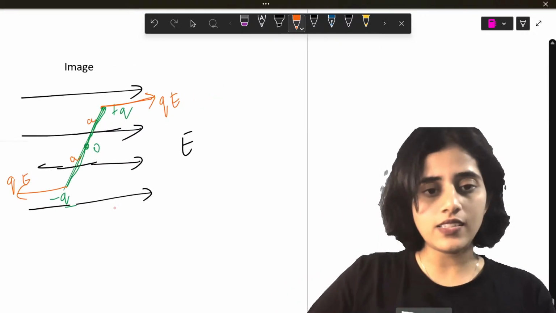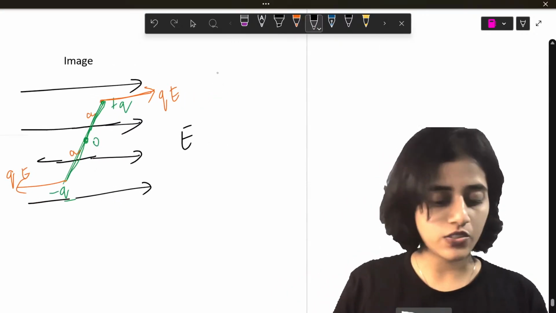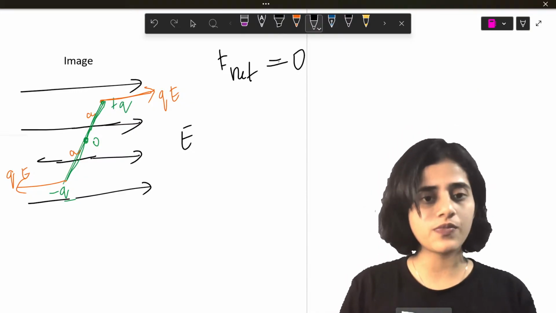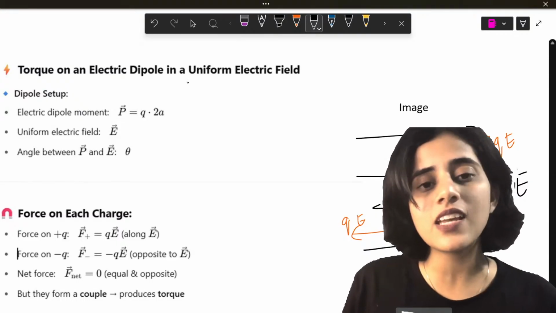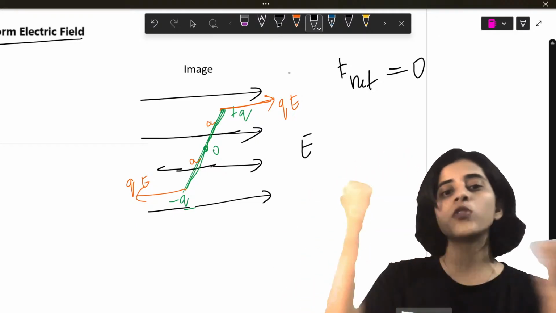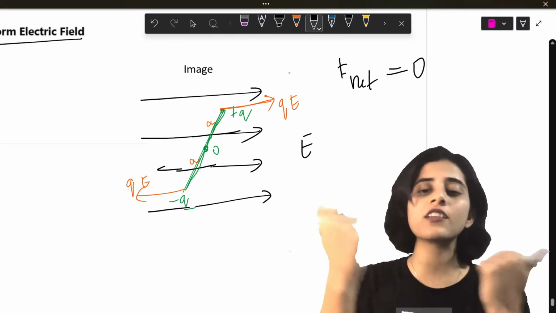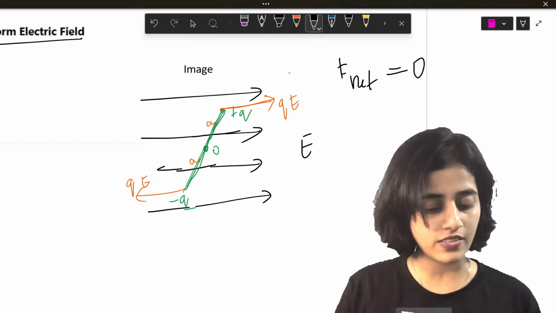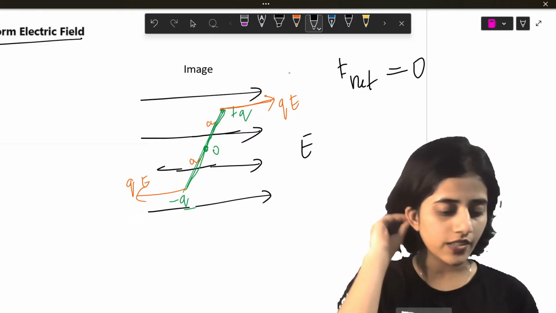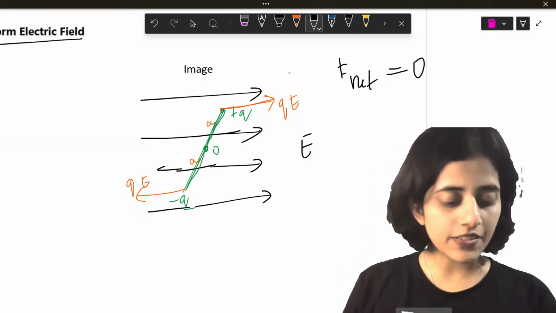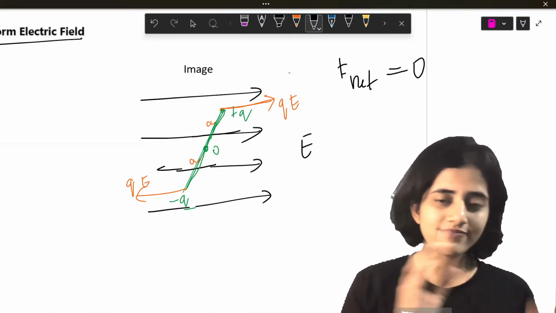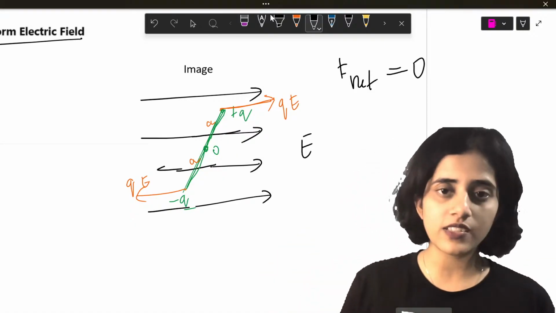Now, in this case, the net force F net is going to be equal to 0. Why? Because it is a uniform electric field. In a uniform electric field, since both the forces are equal but in opposite directions, the net force is equal to 0. Alright. Now, the torque on an electric dipole placed in a uniform electric field when there is a small change. Let's just consider the same figure.